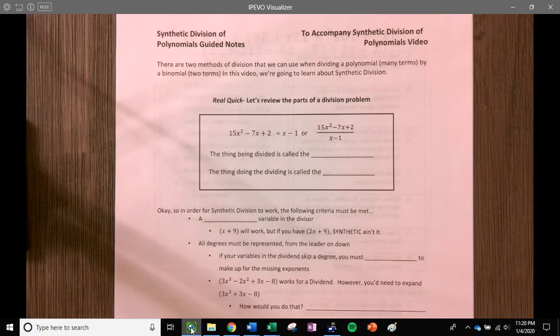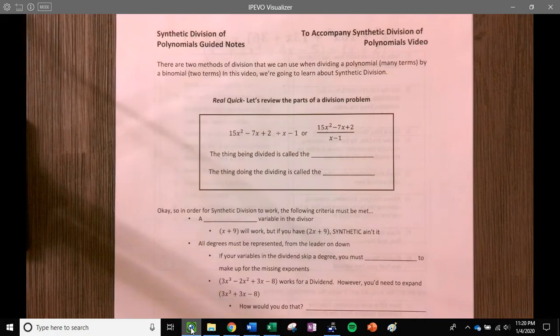We're going to talk about synthetic in this video, and then we will talk about long division in class on Monday. So I think synthetic is the easier of the two options. It's kind of like, I don't want to say the cheater's way, but there are some shortcuts that you're going to take, so it's going to be a little bit easier, I think, than long division. But we'll just dive right in.